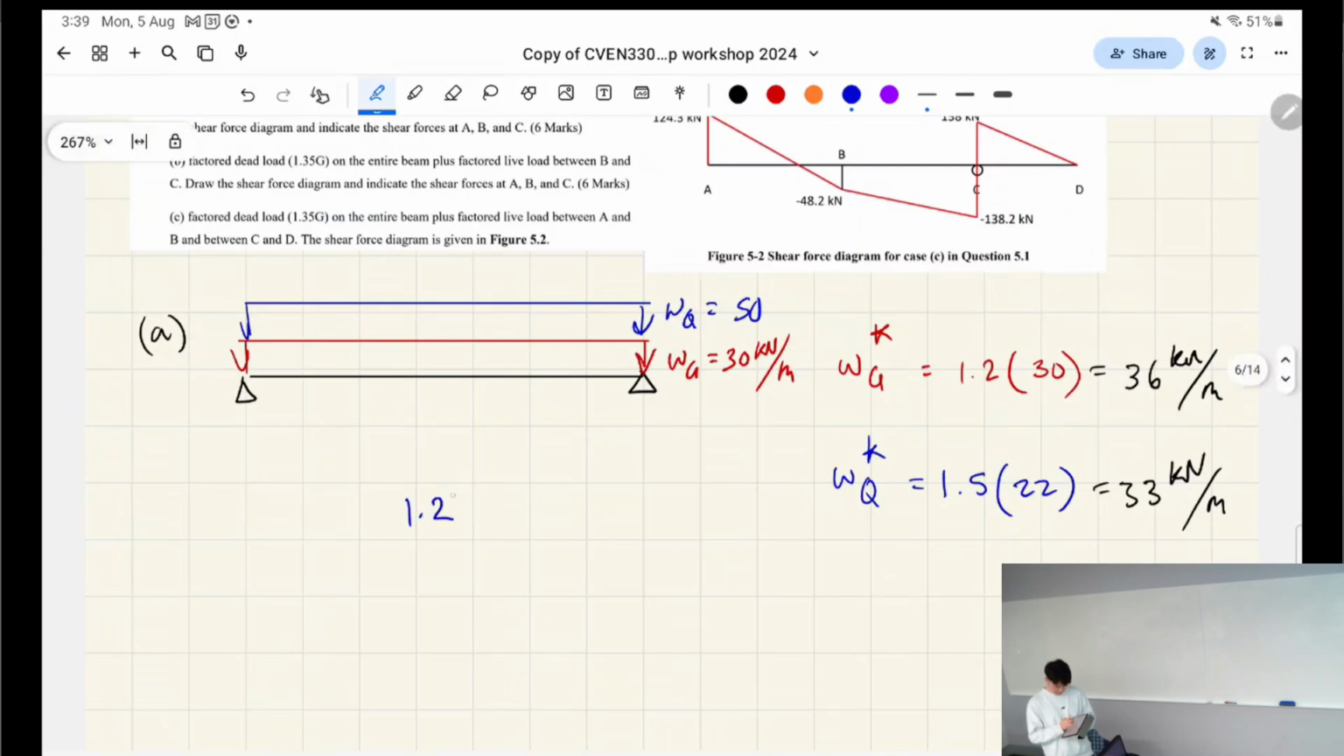Let me put it like this. This is just the dead load case. This is the dead and live load case. Which one would govern if this was 50? The top one or the bottom one? Bottom, right? What if it was even? Bottom still, right? What if this was 10?